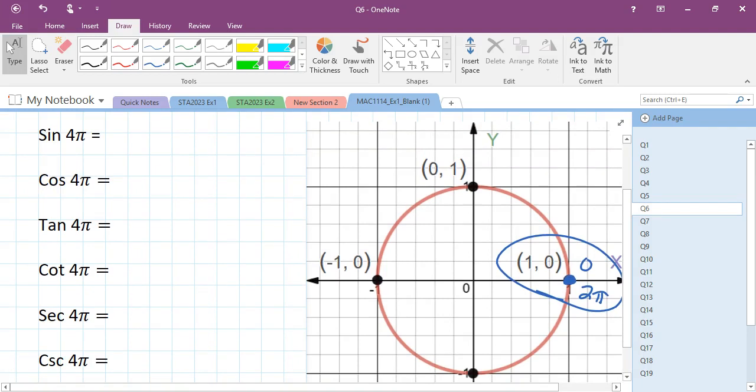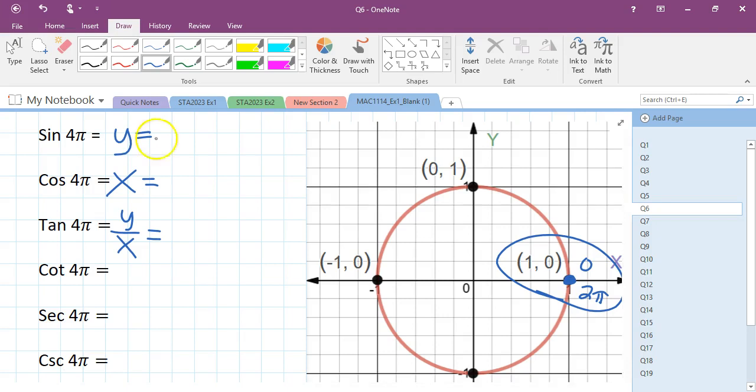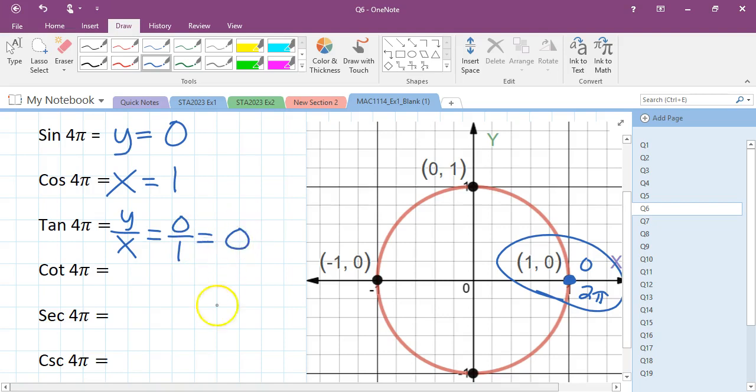What's the formula for sine? It's y. What's the formula for cosine? What's the formula for tangent? Y over x. So let's get some quick answers. What is the answer for sine then? It's going to be 0 because it's your y value. What is the answer for cosine? That's your 1. What is the answer for tangent? It's going to be 0 because you'll have 0 divided by 1, and when you go to your calculator, we can actually do that. So there's your first 3 answers.